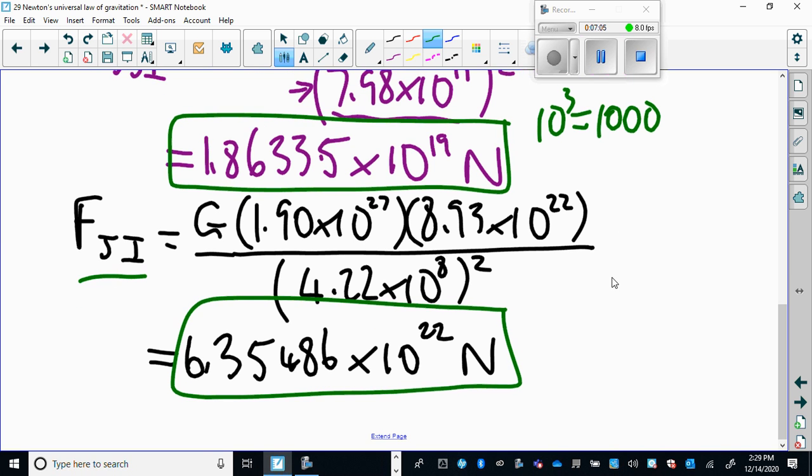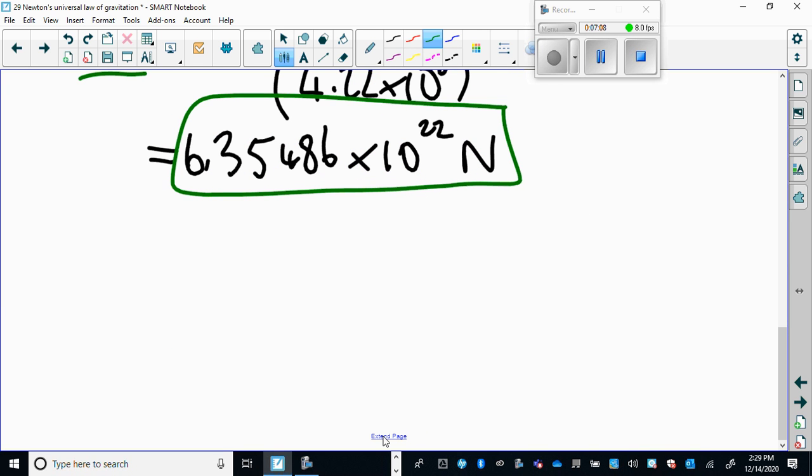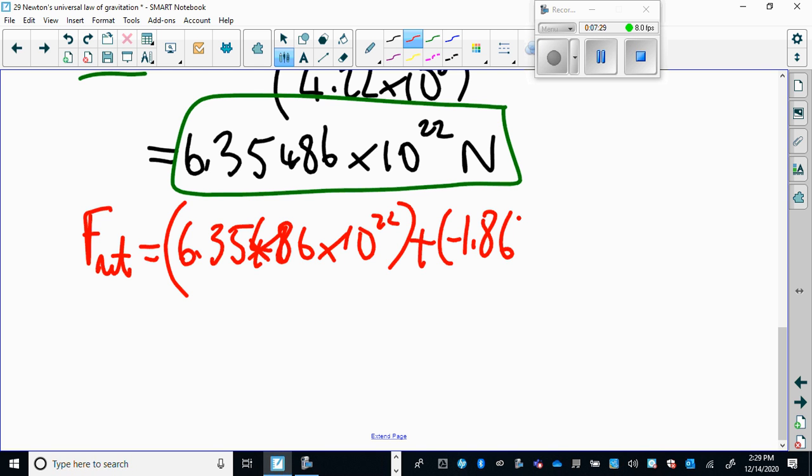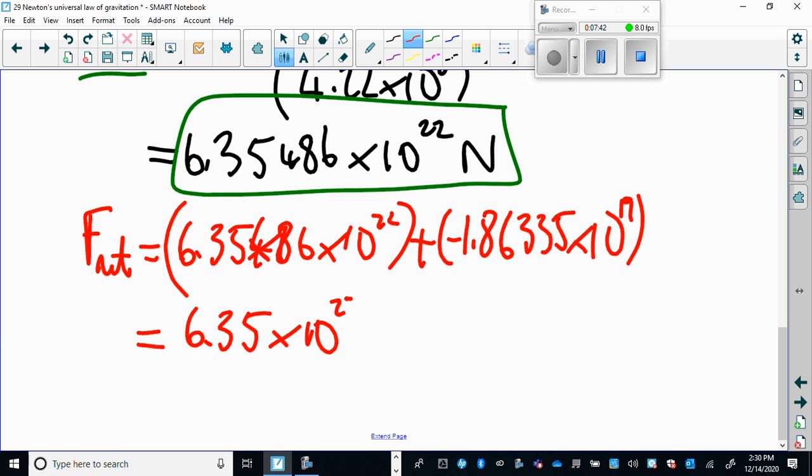And then when you subtract those vectorially, you're going to get the net force. So the net force, therefore, equals, let's do this one first. Whoopsie, I forgot all the times 10 to the 22 plus negative 1.86335 times 10 to the 19. When you add those or subtract them, essentially what you're doing, you're going to end up with this number here, 6.35 times 10 to the 22 newtons.